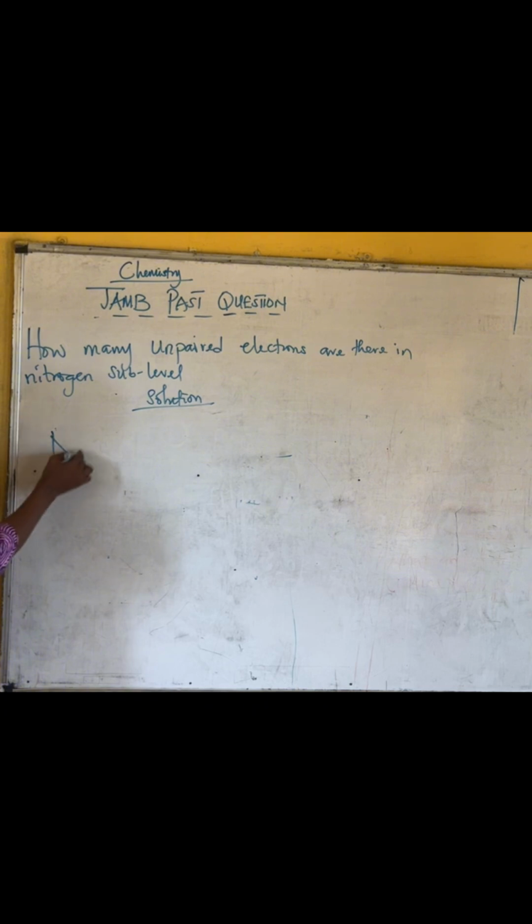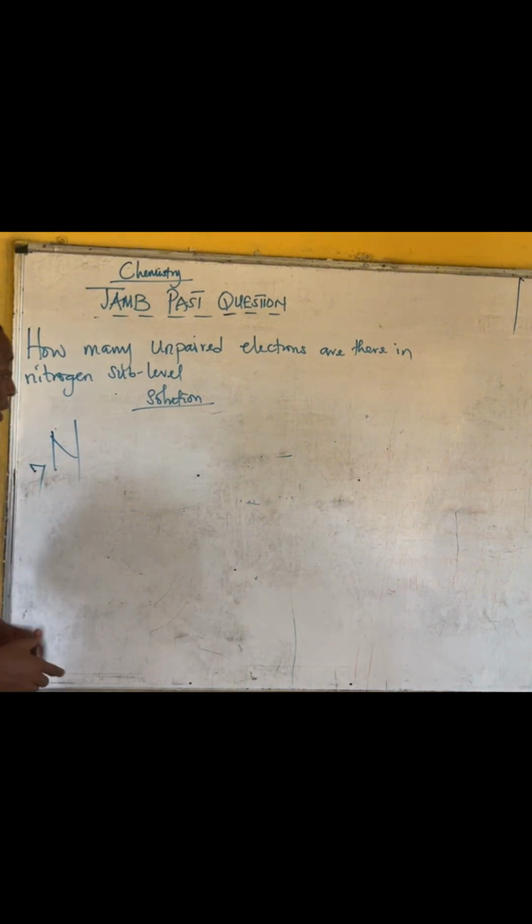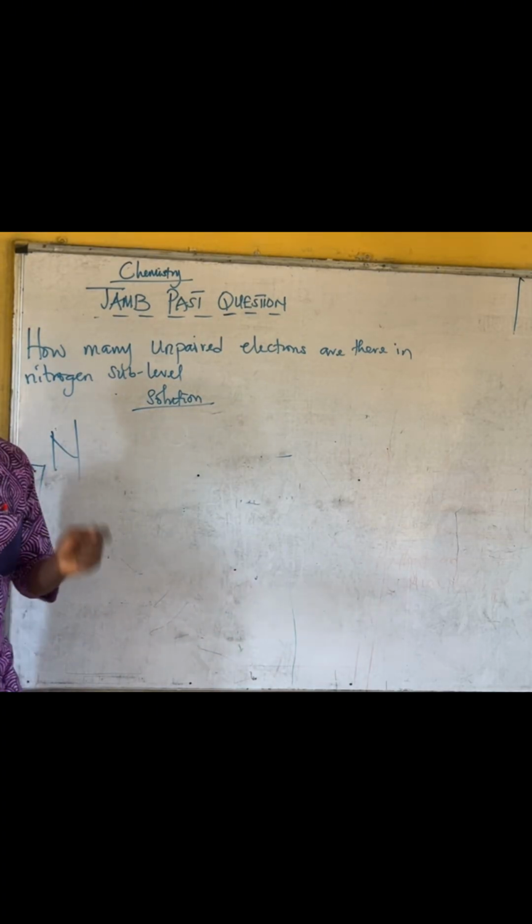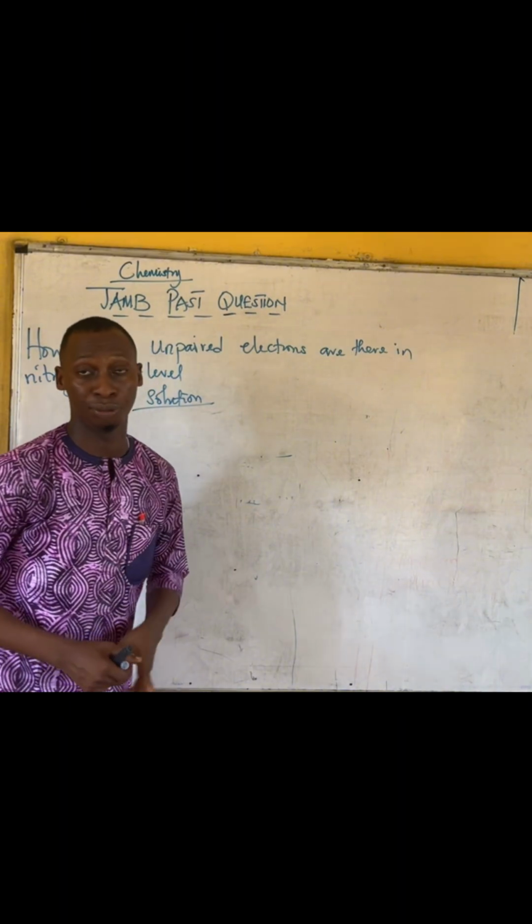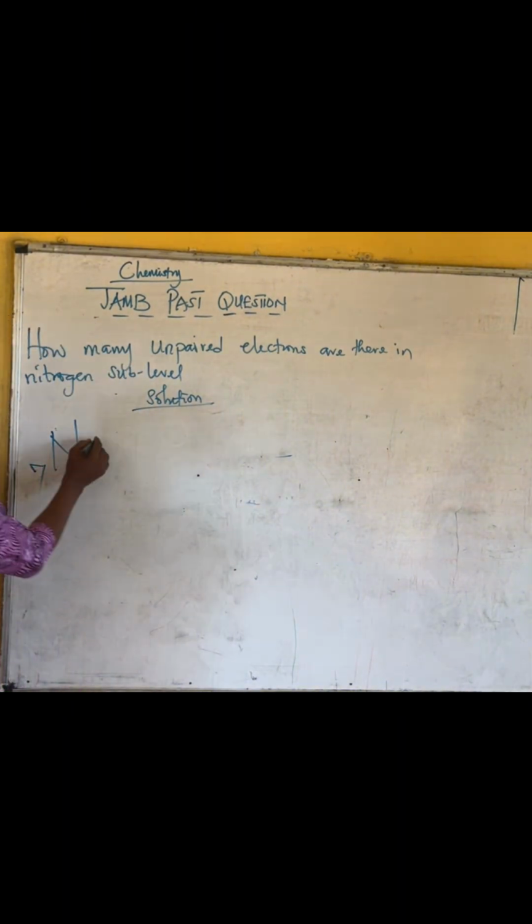Don't forget, nitrogen is the 7th in the periodic table. The first thing is, questions like this require you to understand the concept of electronic configuration. And so the idea is, let's go.